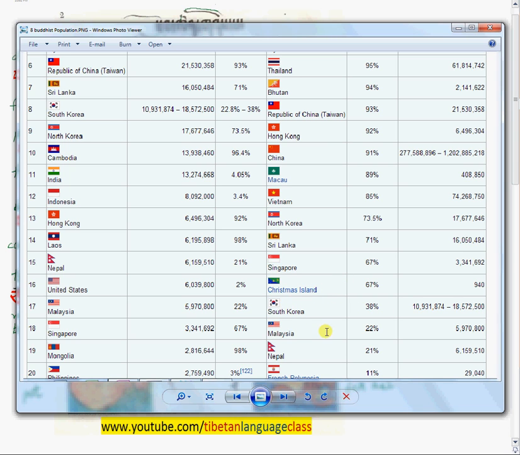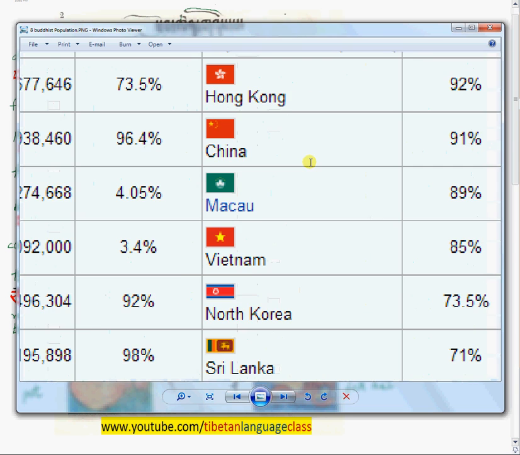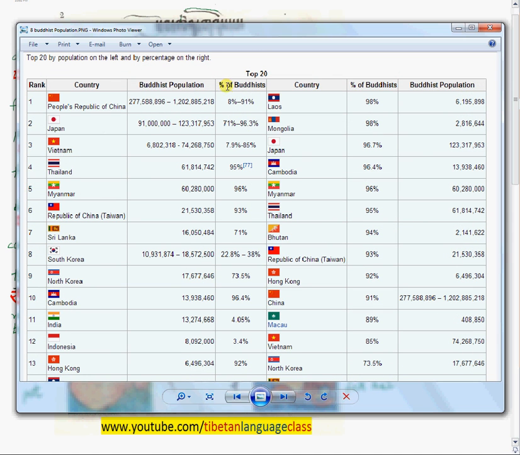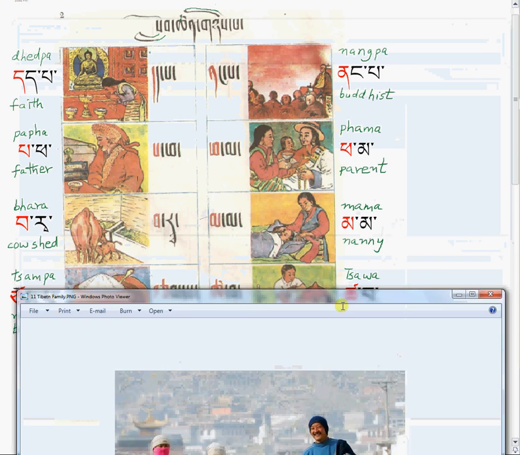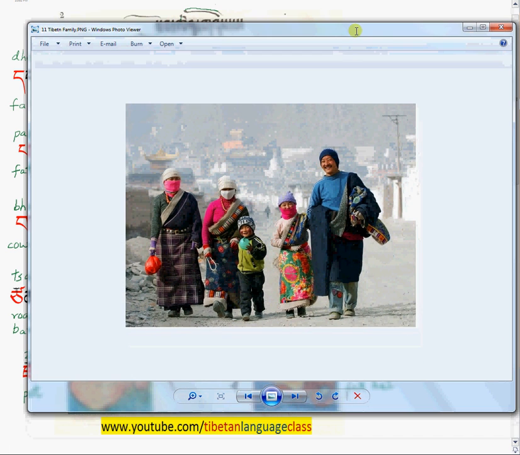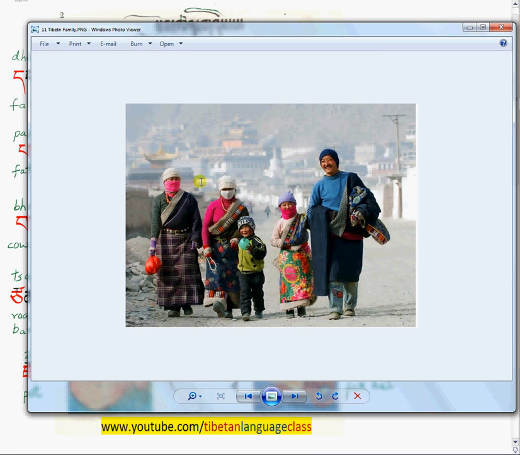South Korea, Malaysia, Nepal, and then at number 20 is French Polynesia with 11%. So that's basically the Buddhist countries by population and by percentage. And then one of the others, okay, this is right here, that's like Pama, meaning parents. So dad, mom, and the kids.